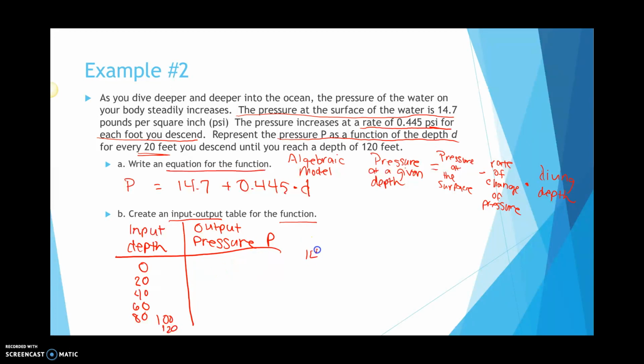So here it's going to be 14.7 plus 0.445 times 0 to get an answer of 14.7. The next one is 14.7 plus 0.445 times 20. Now, I will let you use a calculator when you're solving this. Multiply the 20 times 0.445 first and then add the 14.7 to get an answer of 23.6. For 40, we use the same function and plug in 40 for D.